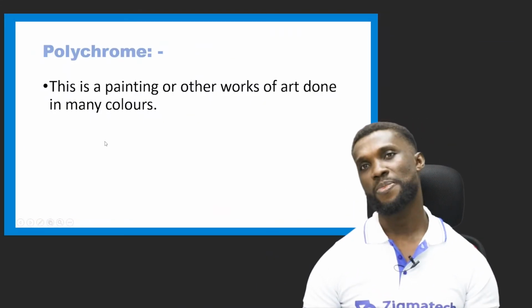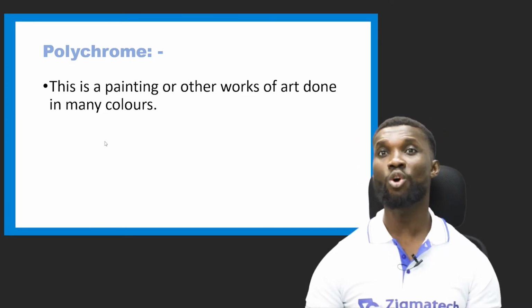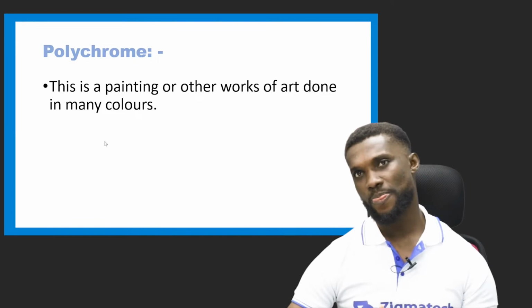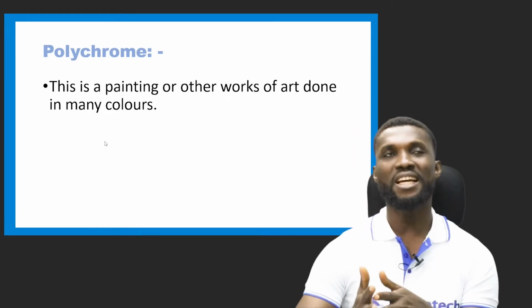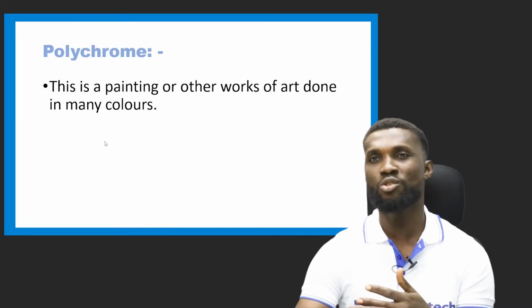All right. So the next one we'll look at is the polychrome. Now the polychrome is a painting or other work of art that is done in many colors. So whenever you see polychrome, there are several colors, a painting done with several colors.